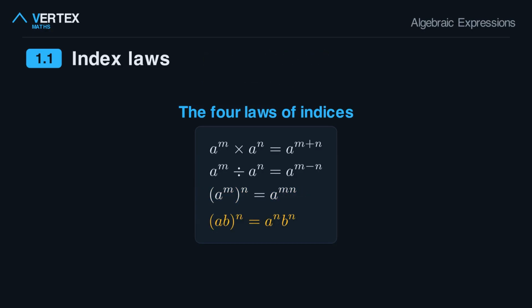Law 4 handles a product inside a bracket raised to a power. That outside power applies to every single factor inside. ab all to the n gives a to the n times b to the n. Remember, this only works when the terms inside are multiplied. If they are added or subtracted, you cannot split them. We will cover this shortly.